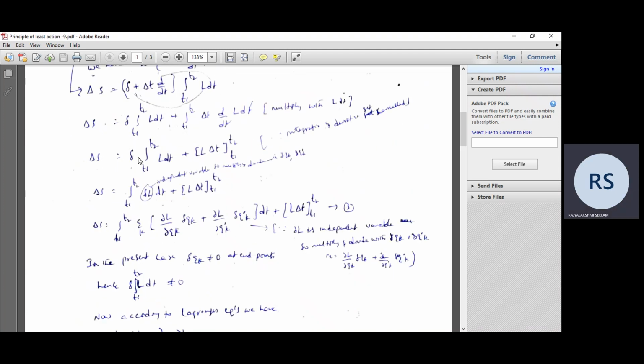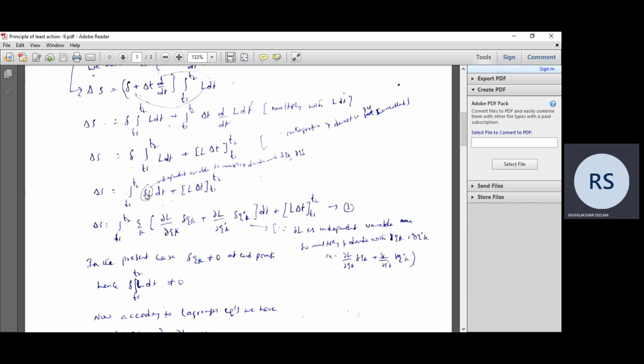So delta S equals delta integral from t1 to t2 of L dt plus, in the second term, dt and dt get cancelled, so L into delta t, and the derivative and integration get cancelled, so we write the limits t1 to t2. So delta S equals the integral from t1 to t2 of delta L dt plus L delta t between the limits t1 to t2.